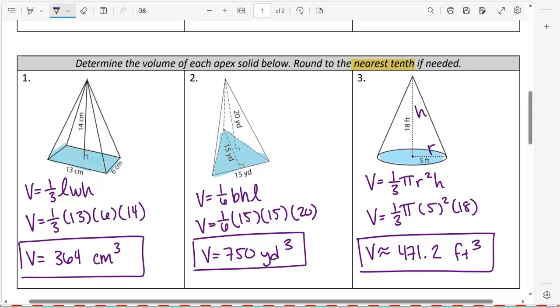The other area where people struggle is identifying which formula to use. So again, get in the habit of coloring the bases so that you have a very clear idea of what formula to use based off of what shape the base is.